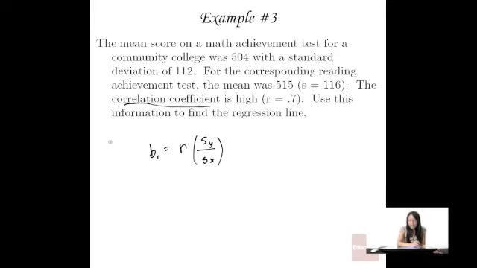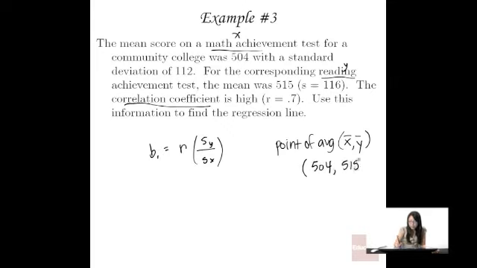Once we know B1 and we have the point of averages, which is x bar, y bar, we're set. We'll say the math score is x, and we'll say the reading score is y. So here we have 504, 515. We could get the slope, and with the point of averages, voila, we could find the intercept, right? So let's go ahead. R is 0.7, S sub y, which is the reading one, is 116, and S sub x is 112, which is the math score.